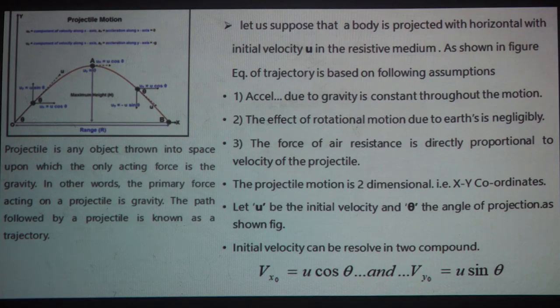The equation of a trajectory is based on three assumptions. The first assumption is that the acceleration due to gravity remains constant throughout the motion. The second assumption is that the effect of the rotational motion of the earth is negligible. The third assumption, the force of air resistance is directly proportional to the velocity of the projectile. So these are the three assumptions for calculating the trajectory of a projectile motion. As shown in this figure, you fire the projectile.